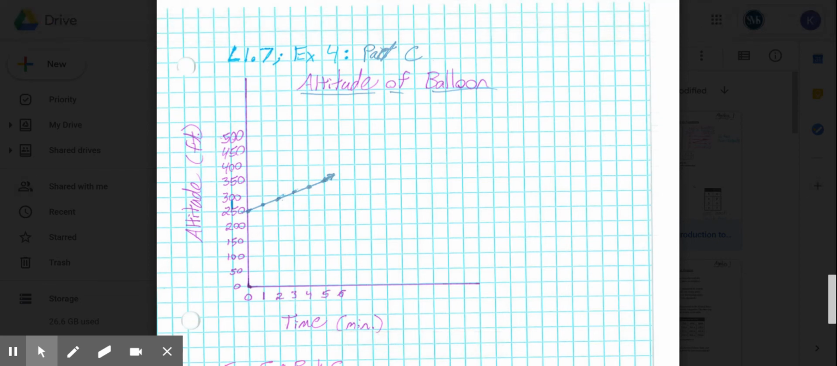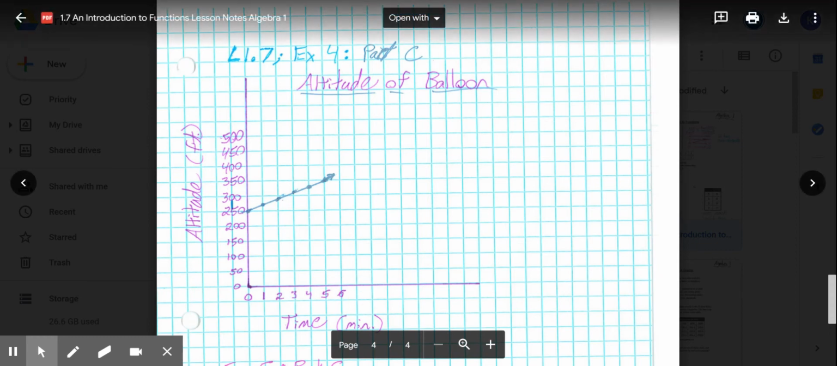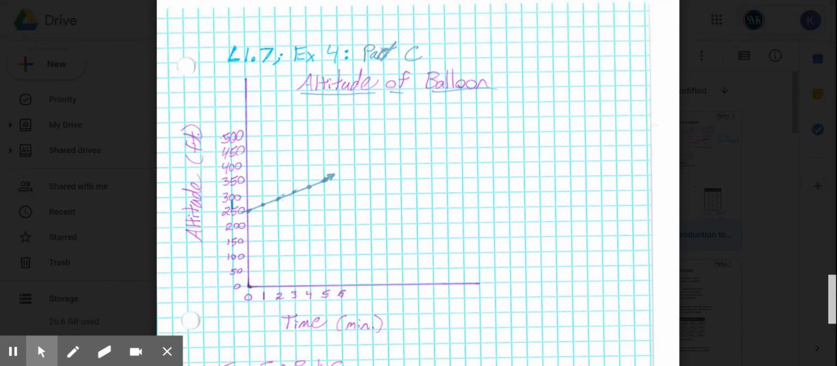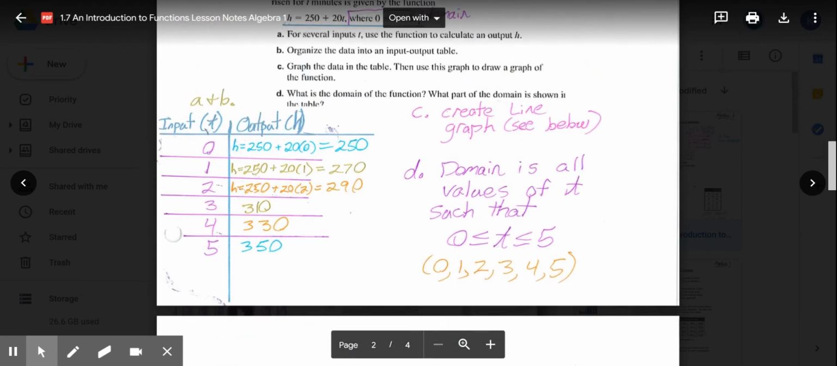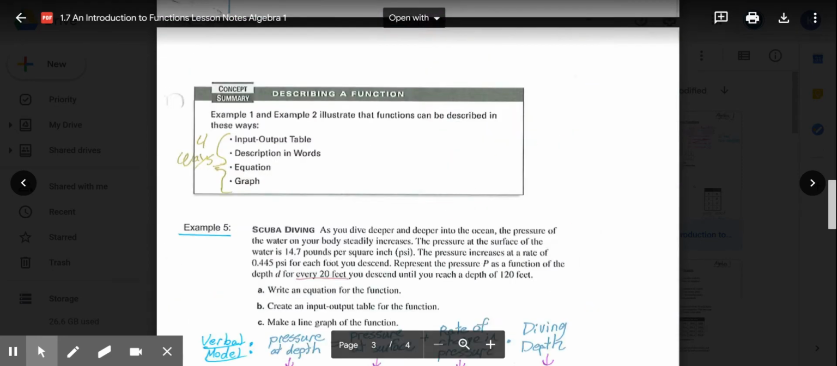And then my scale for the axis is, on the y-axis, I went by 50s for my altitude. So 0, 50, 100, and so on. And for time, I simply went by minutes, so 0, and in this case, up to 5. I just put 6 on there because honestly, I forgot. So in this case, then we just take our input outputs from the table. So back up here, 0, 250, 1, 270, and these are points to put on the graph.